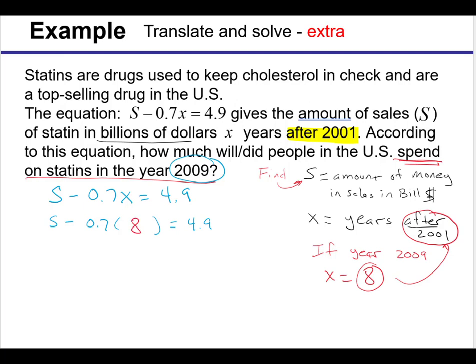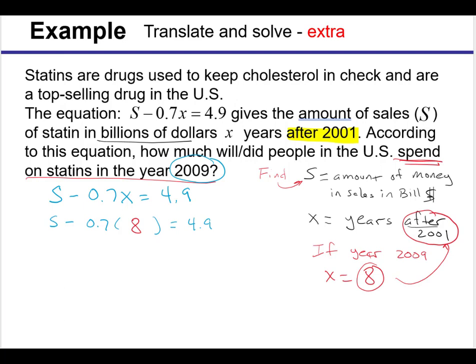Now, when a word problem has a formula like this, it's really just about plugging in. You just plug in the numbers, and then we're going to solve for S. We're going to get a little bit of algebra here to get S by itself. But we had to make sure we plugged in the right thing. So we had to spend a lot of time understanding what the variable S was and what the variable X was. And so we're ready to start simplifying and solving.